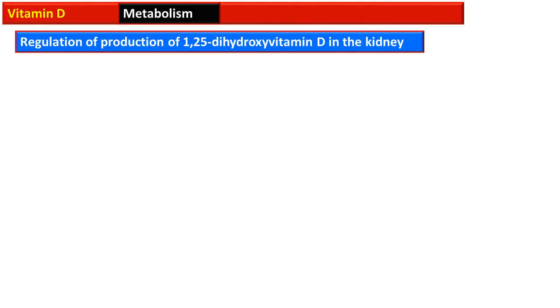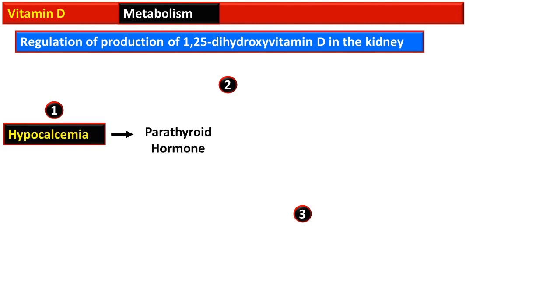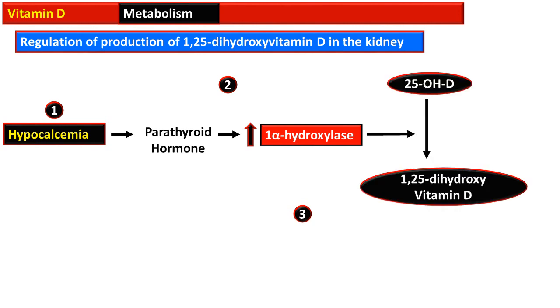The regulation of the production of vitamin D in the kidney is by three mechanisms. When there is hypocalcemia, the parathyroid gland releases parathormone, and it is responsible for an increase in alpha-1 hydroxylase activity within the kidney tubule, and due to this activity the 25-hydroxy vitamin D is converted into 1,25-dihydroxy vitamin D.